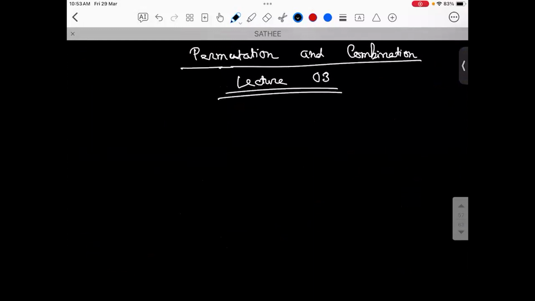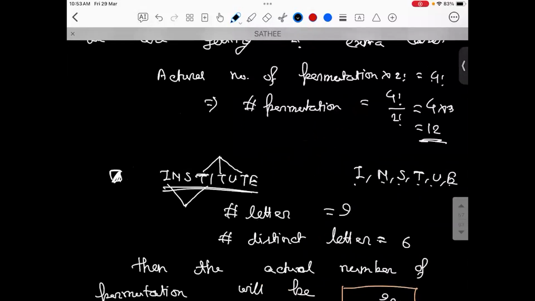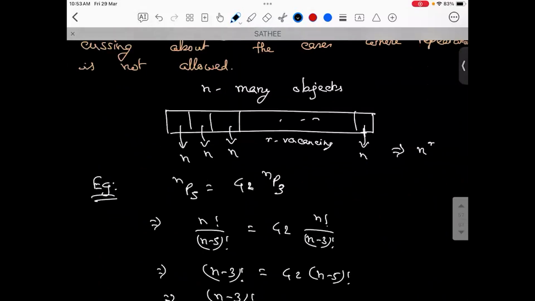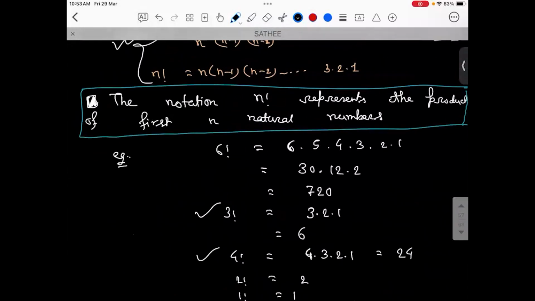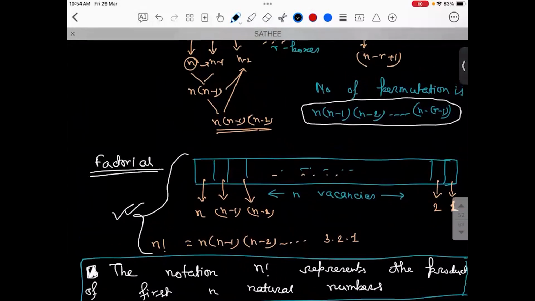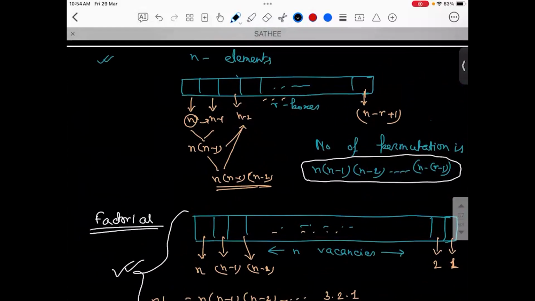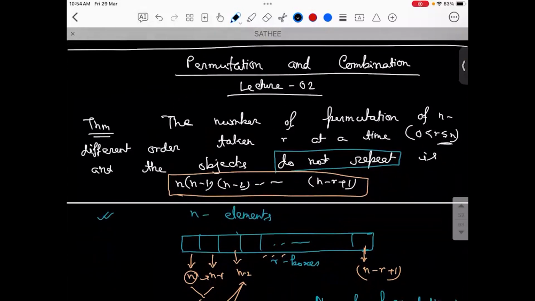So today's lecture is about permutation and combination, and we were discussing it in the last classes. In the last class we discussed how you can use the factorial notation. At first we came to know what factorial is, how we can write a factorial, and what we understand by the notion of factorial. After that we used this factorial notation to write the formula for permutation.